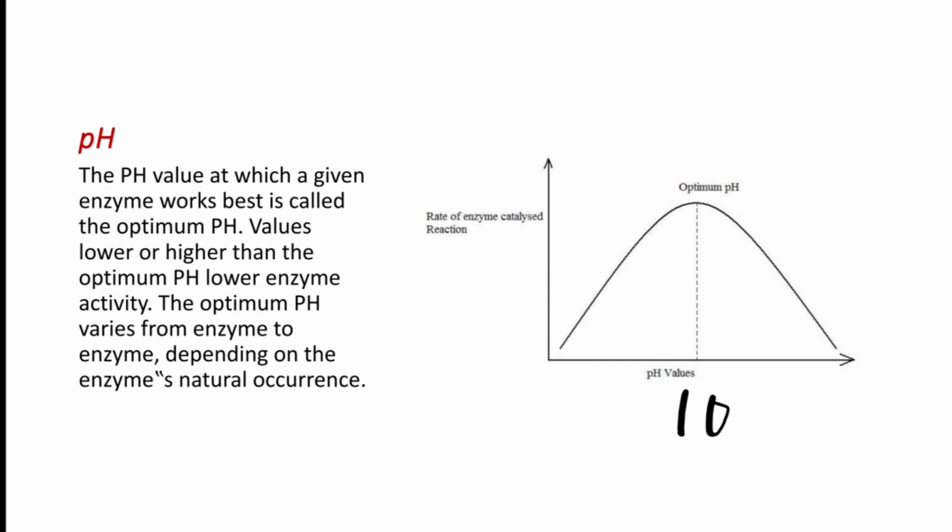So if we go less than 10, the activity of that enzyme would decrease. If we go more than 10, the activity of an enzyme will decrease because it just needs to be at 10. All right, so that's all about pH. If you've got questions, feel free to ask during our night discussion.